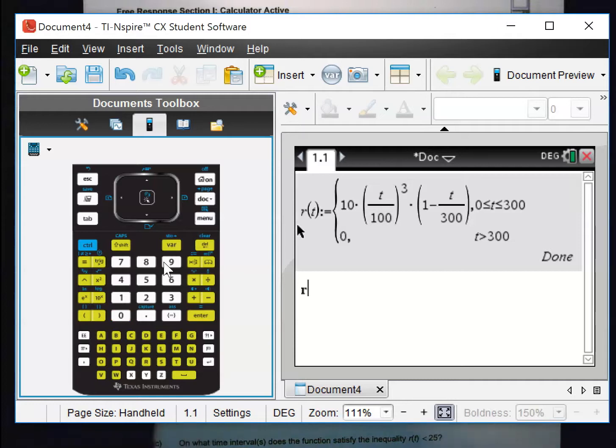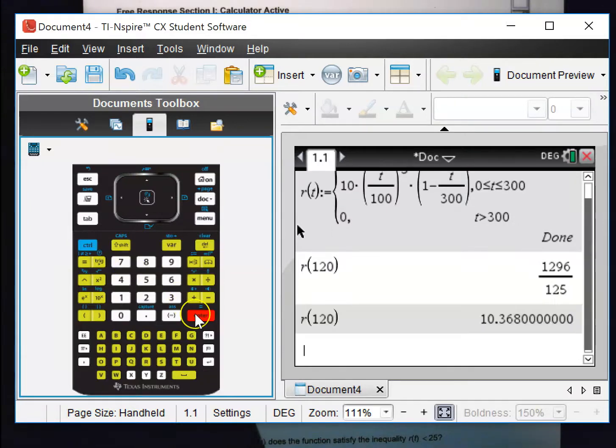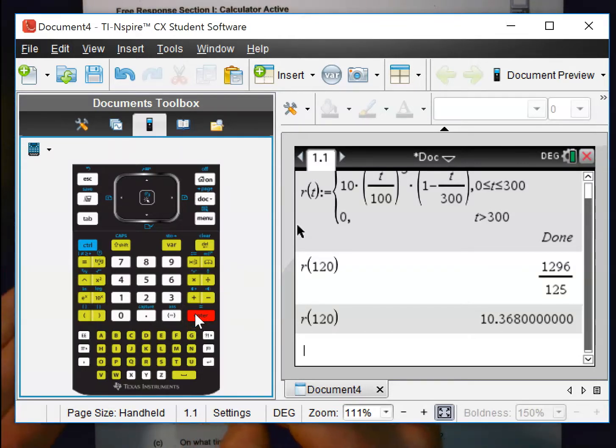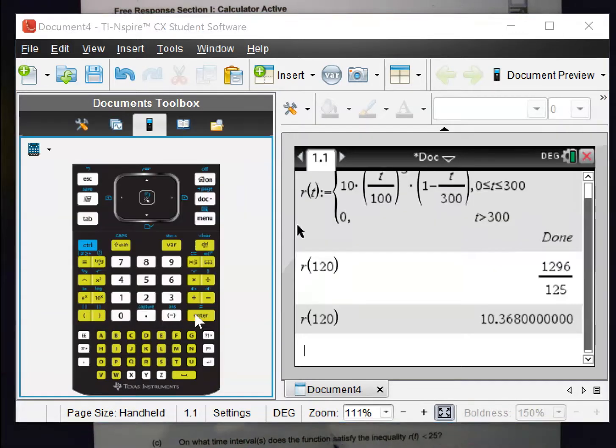Let me find out R of 120. I want that as a decimal value, so control enter, and it gives me 10.368. So let me record that down. R of 120 is equal to 10.368.